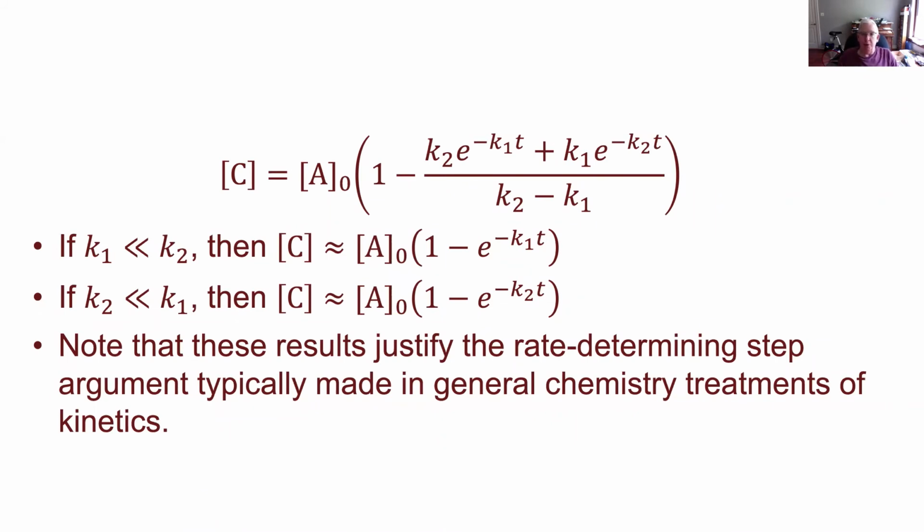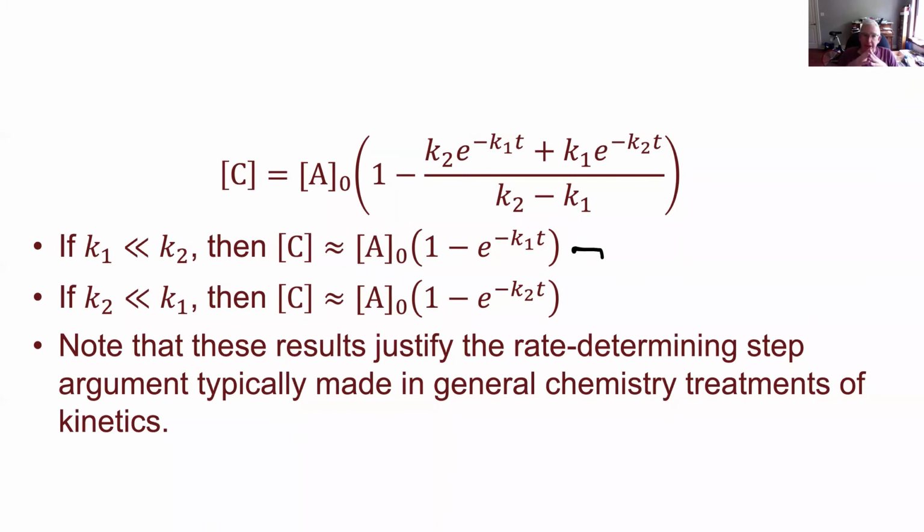In that case, my K1 piece on the top is negligible as well, and my result simplifies to this one, right? Which says that in that case K1, which is the slow rate constant, the small one, so the slow step, is the only rate constant that shows up in my equation for C. That's the rate determining step argument, right?